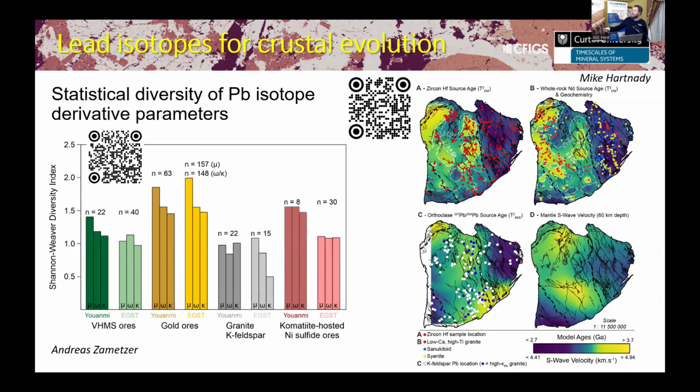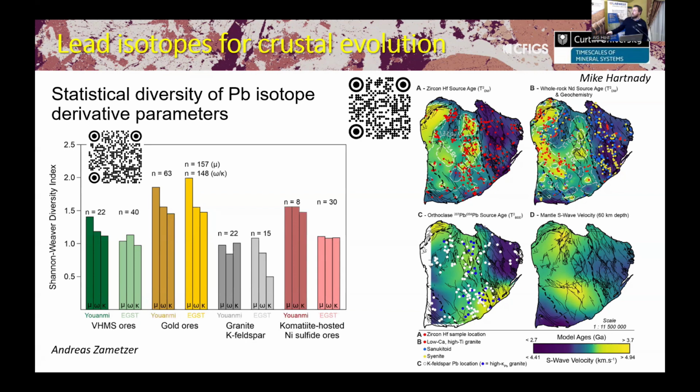But if we look at the lead isotope signatures, which are telling us something about a higher level in the crustal column, you can see they resolve a broadly similar pattern, but there's slight differences. You might say there's maybe more similarity with the mantle S wave velocity.